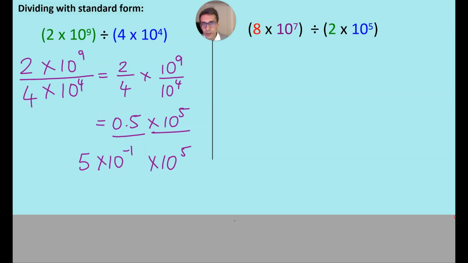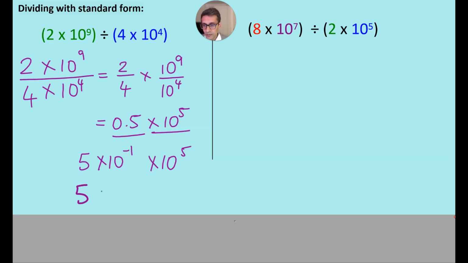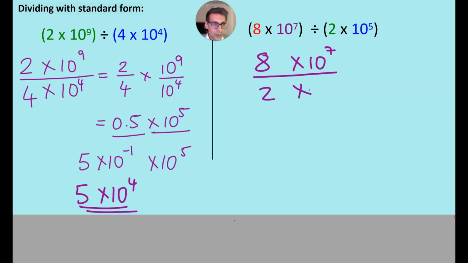What we want to do now is, if you think back to the multiplication example, we want this to be 5 times 10 to the power, and we're going to add these. Negative 1 plus 5 is 4. That's your answer. Okay, next example. We're going to write this as a fraction first. So 8 times 10 to the power 7 over 2 times 10 to the power 5.